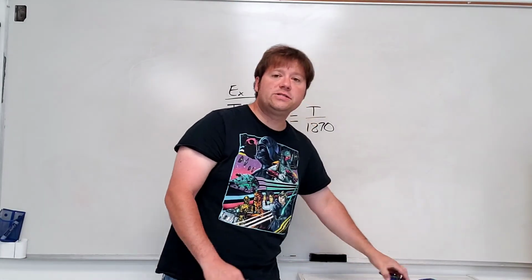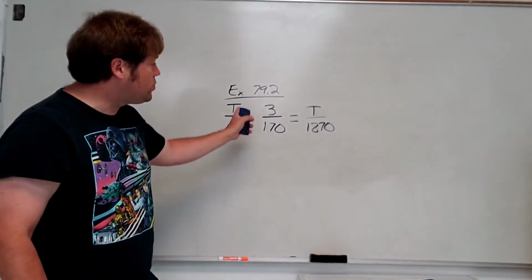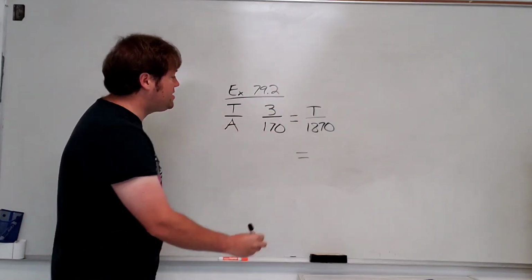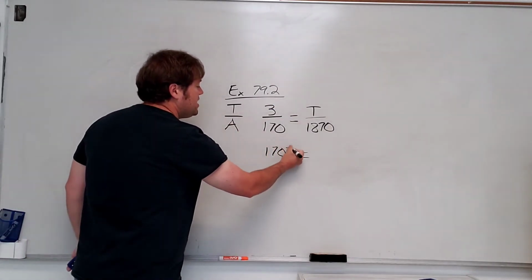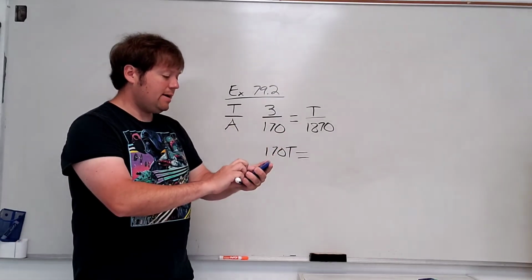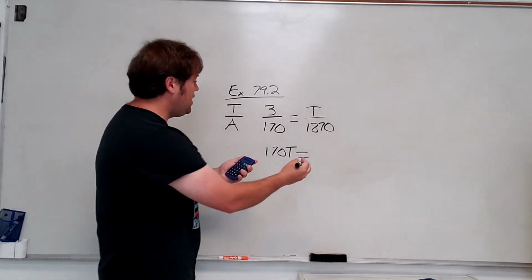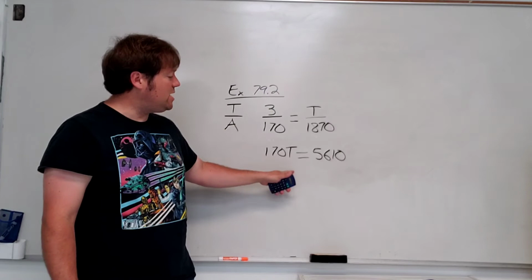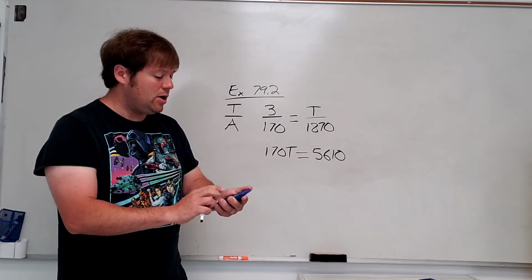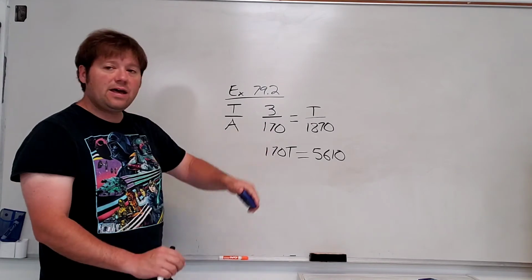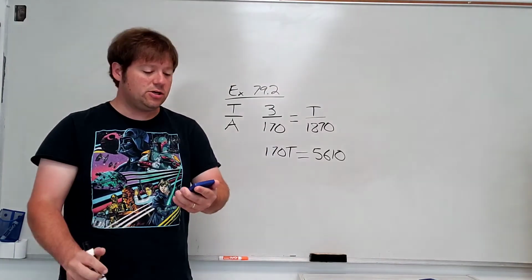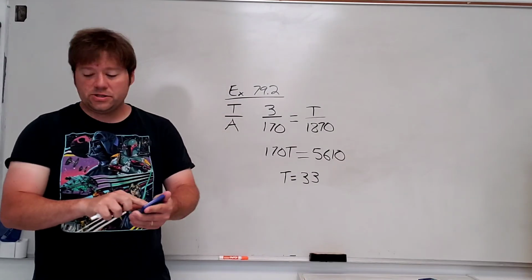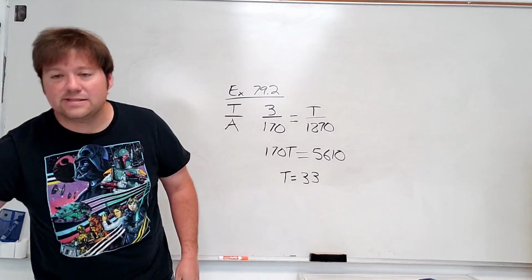And once we have a proportion set up, it's an easy problem to answer because we cross multiply. We'll still have an equal sign in the middle. We'll do 170 times t, which is 170t. We'll also do 3 times 1,870, and we will get 5,610. So we get 170t equals 5,610. We divide 5,610 by that 170, and that'll tell us how many tons of fertilizer we need. Our answer is 33 tons of fertilizer. So that tells us exactly how much we need.